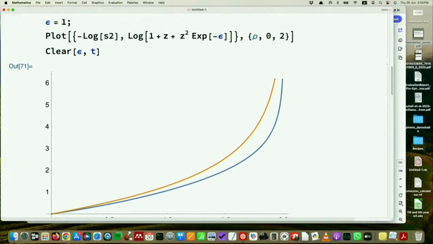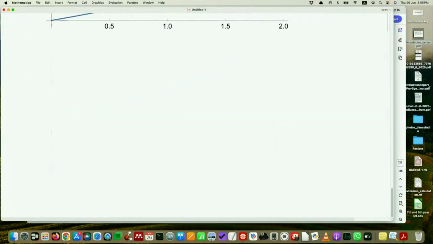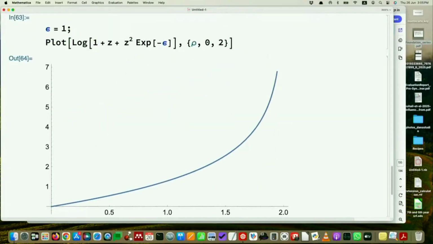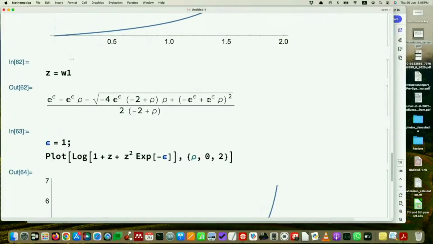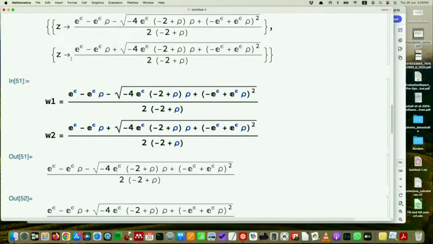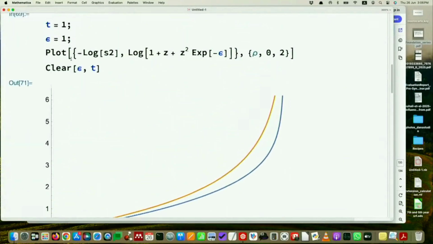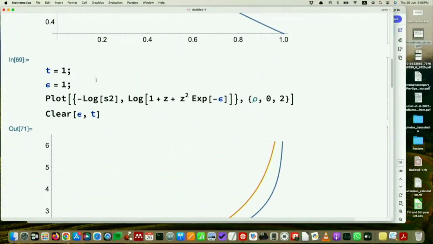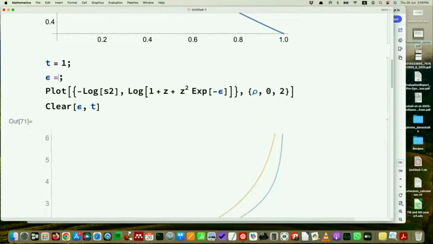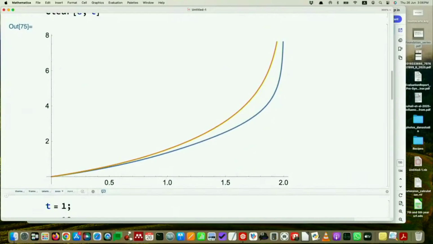Didn't match. Unfortunate. What is the error we made? Somewhere we made an error then. Epsilon equal to 1. So that is a nice exercise for you to try. Clearly, unless I made some error somewhere, minus log S2 and log this should have matched. So I made an error.